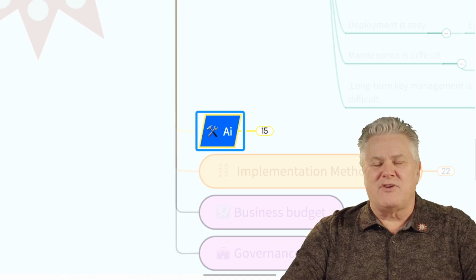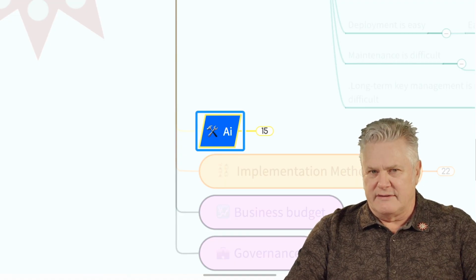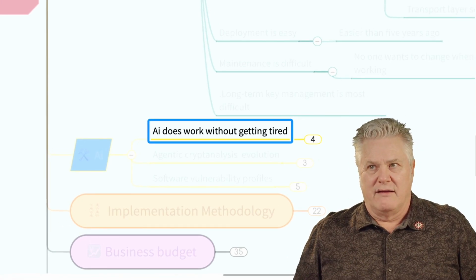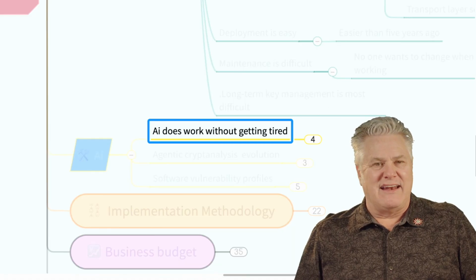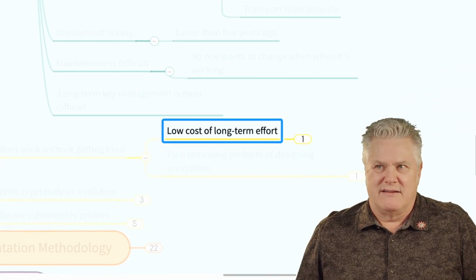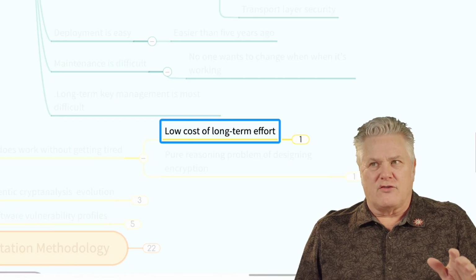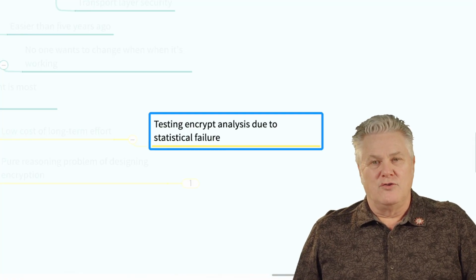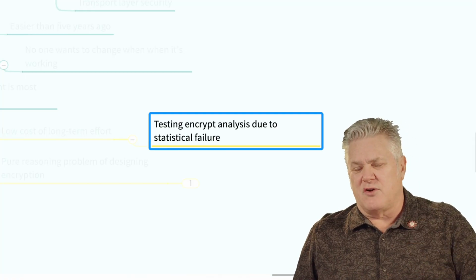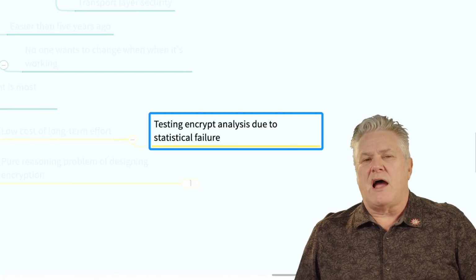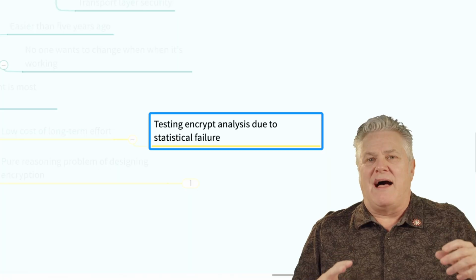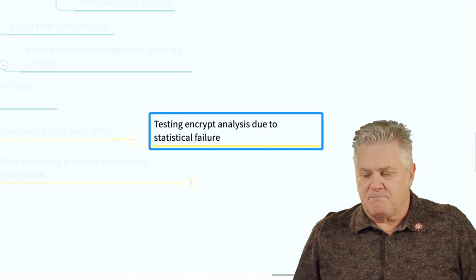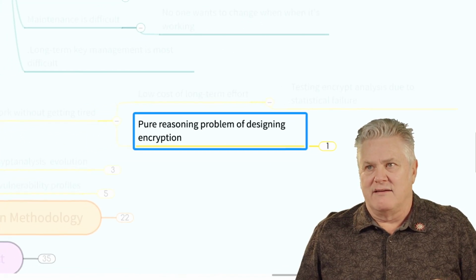The AI in cryptography is a little bit different. You're not going to see it at the deployment level, but it is coming. Here's the thing: AI works without getting tired. It's a machine. There is a low cost, long-term effort about testing encryption due to statistical failures and things like that. And I'm going to show you a couple of examples of that. That takes a long time, and that statistical analysis by a very expensive mathematician, a cryptographer, or cryptanalyst, we can automate a lot of that today.